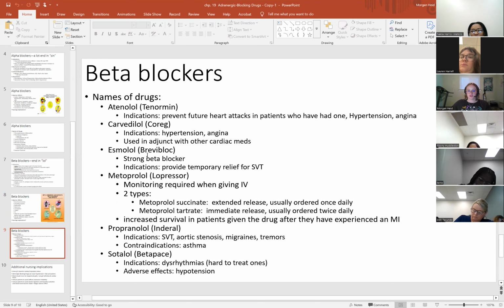If we go to the medication names, again, these should be very common. They all end in lol. So atenolol, betalol.